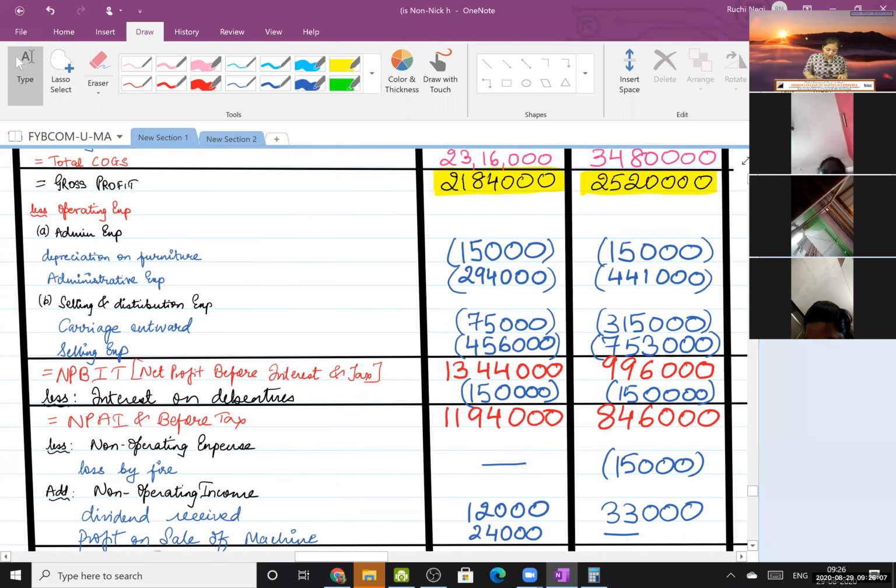Next. Less non-operating expense. Non-operating expenses means losses. Loss by fire, loss by theft, like that. Okay. Loss on sale of asset. All this comes under non-operating expense. Okay.